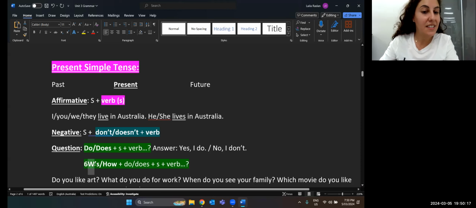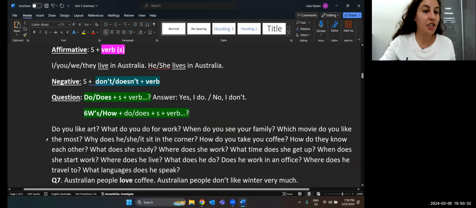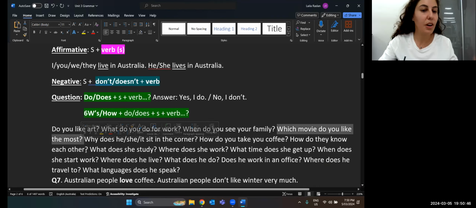Or you could use one of the 6 W's. So that's what, when, where, why, which, or how. And then you put the do or does here, subject, and the action. So for example, do you like art? What do you do for work? Or what do you do for a living? When do you see your family? Which movie do you like the most? Okay, so I'm not asking him about last night or in the future. Right now, which movie do you like the most?